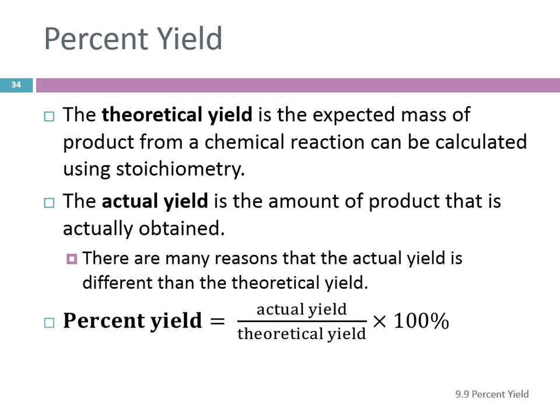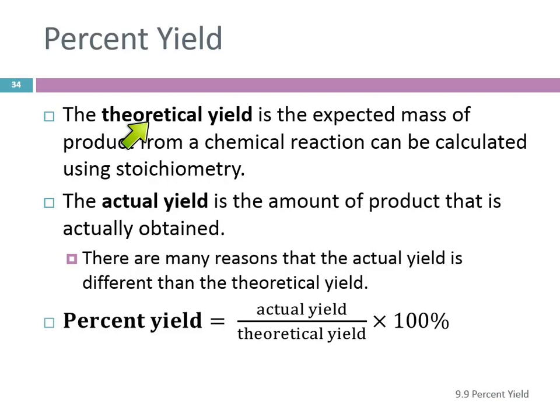Bicycle factory, maybe one of the wheels got bent because someone tripped and fell on it, or who knows. Stuff happens, right? Stuff happens in chemical reactions too. There's all sorts of reasons why you don't get what you think you might get. So we talk about different types of yield.